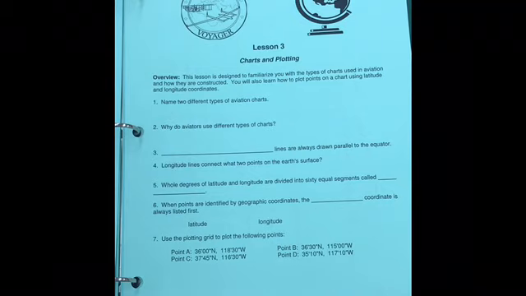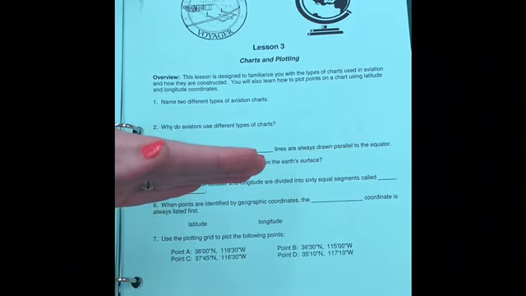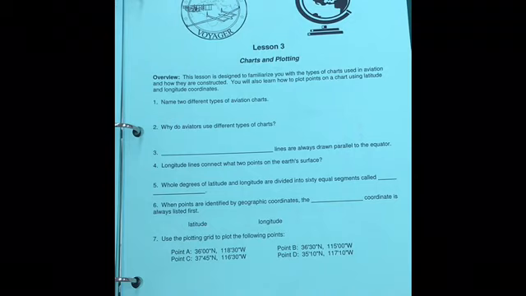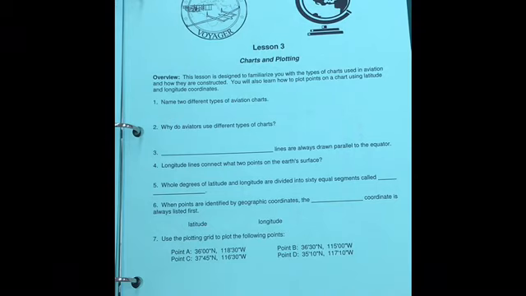The next question is, blank lines are always drawn parallel to the equator. So remember, the equator is what runs this way, so lat is flat, and that is going to be latitude lines. Longitude lines connect what 2 points? So remember, longitude connects the North Pole to the South Pole.